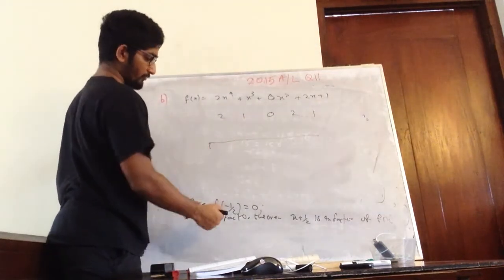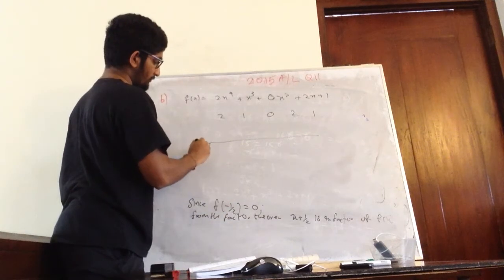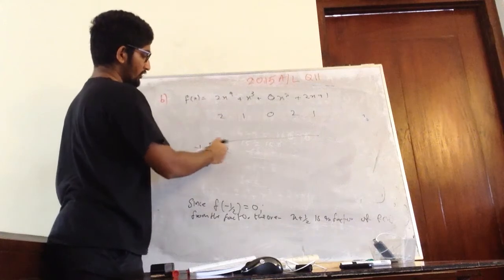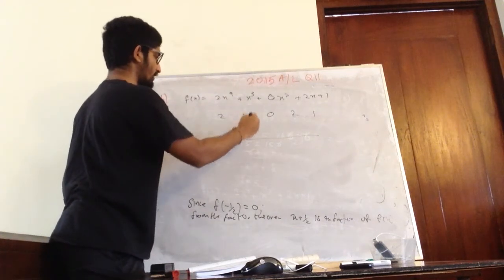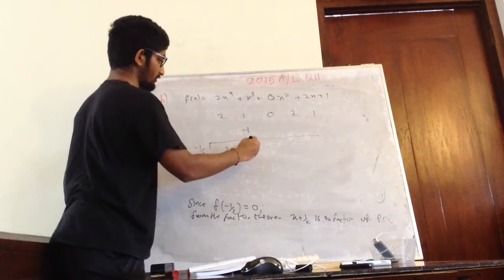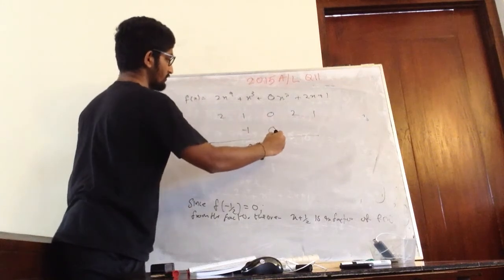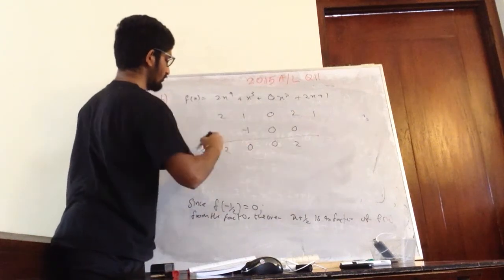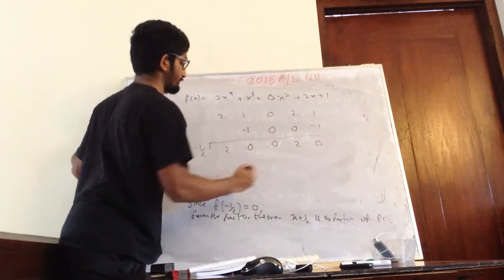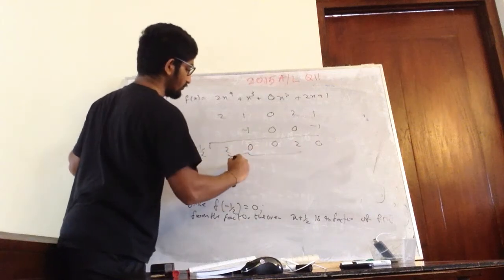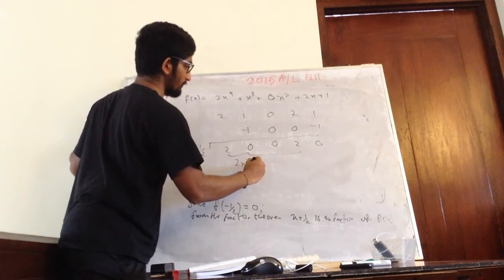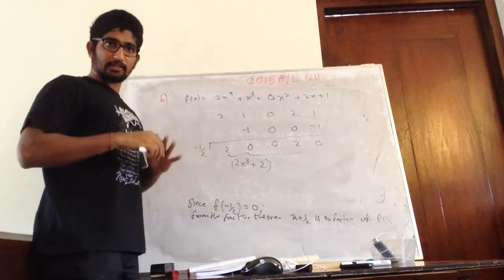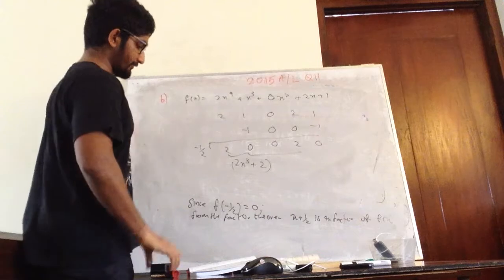So I'm going to take minus half. So 2 times minus half is going to be minus 1. Minus 1 plus 1 is going to be 0. 0 times minus half is going to be 0. Then 2 times minus half is minus 1, plus 1 gives 0. So basically 2x cubed plus 2 is the other whole factor, right?